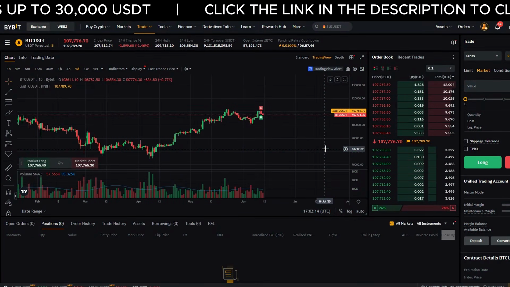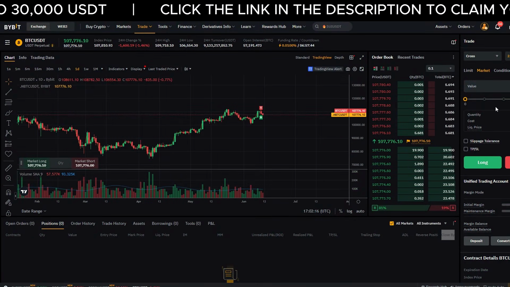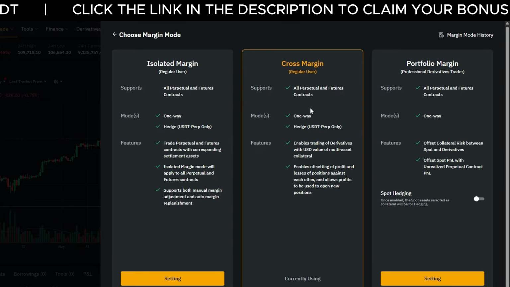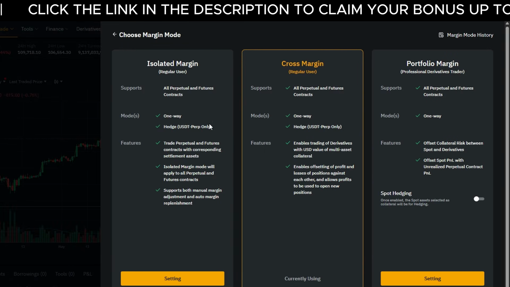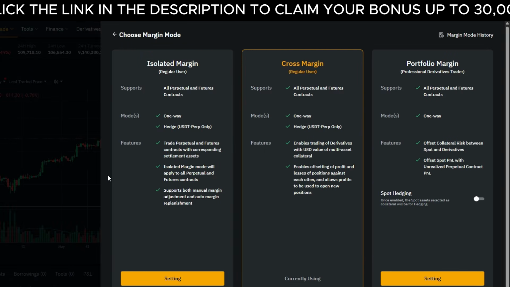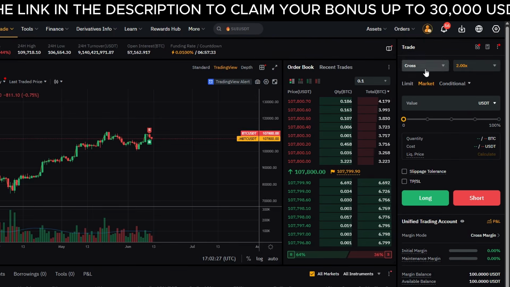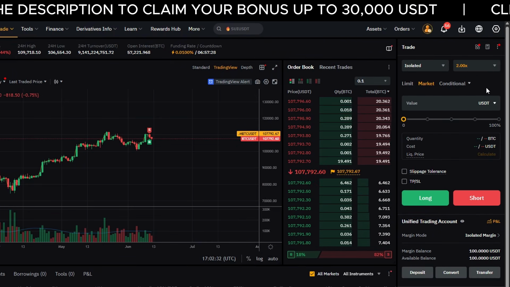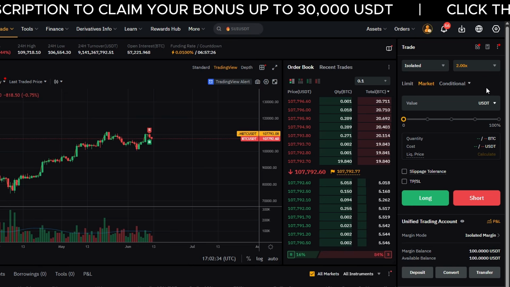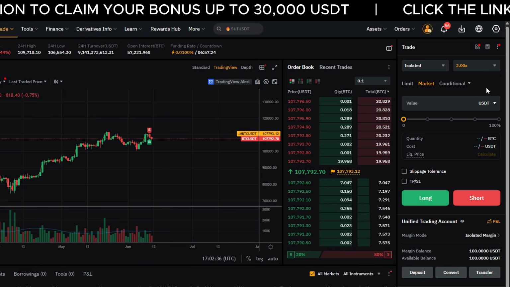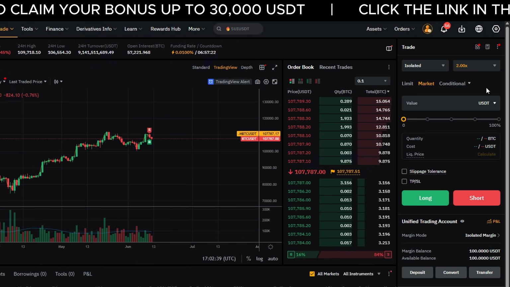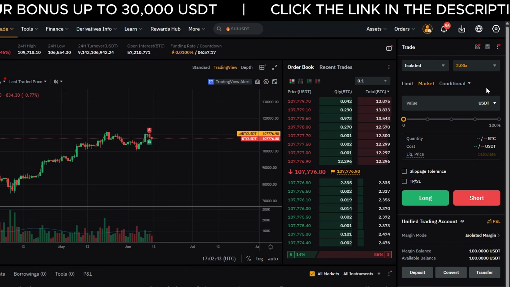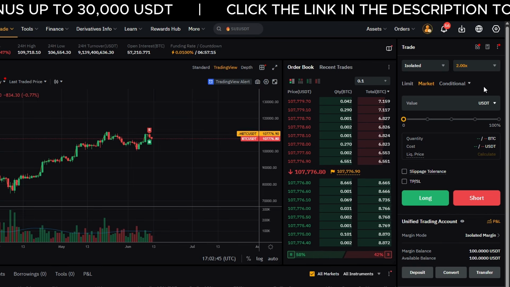Now here's what we need to understand next. How do we place the actual trade? There are two types of margin, cross and isolated. My personal preference, always go with isolated. Why? Because it protects your account. If a trade is liquidated in isolated mode, you only lose that one position. But if you're using cross and the trade gets liquidated, you could lose your entire leverage account. Yes, cross gives you more flexibility, but the risk is way higher. My advice, stick with isolated.